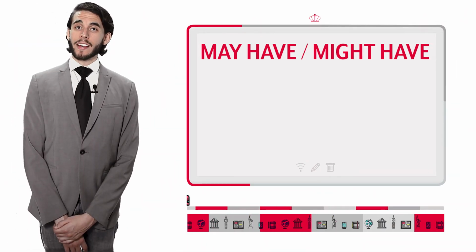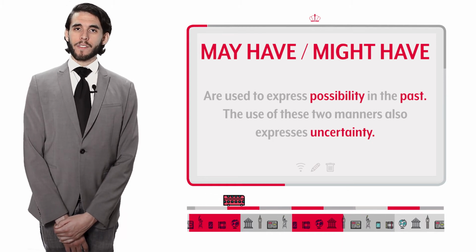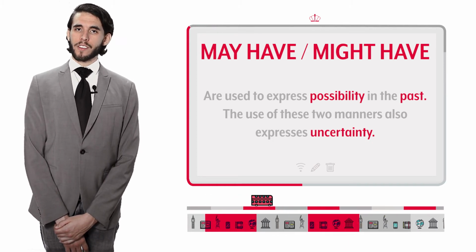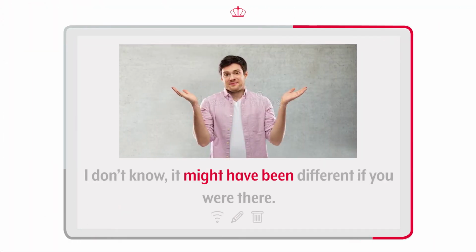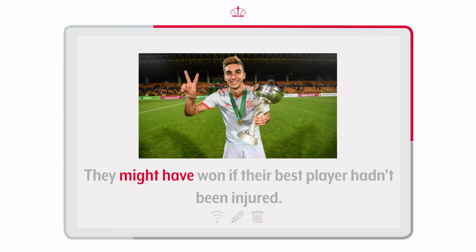May have and might have are used to express possibility in the past. The use of these two forms also expresses uncertainty. Examples: I don't know. It might have been different if you were there. I think it may have worked, but we gave up too soon. They might have won if their best player hadn't been injured.